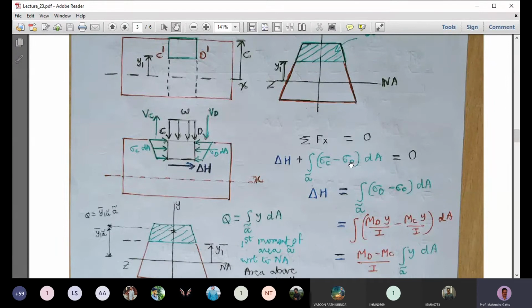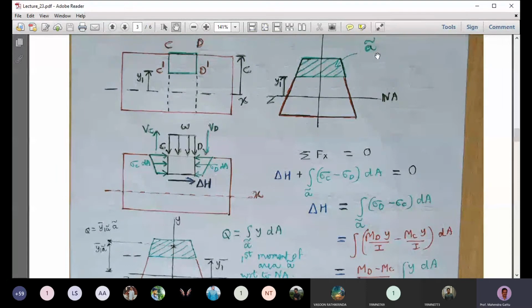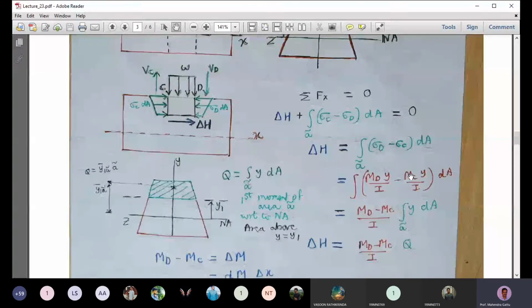So what we can do then, we can send sigma c minus sigma d to the right. So we get delta H is the integral over that shaded area A tilde of sigma d minus sigma c dA. The normal stress can be written in terms of bending moment using the flexure formula. So sigma is equal to My by I. On the right section there is Md bending moment, and on the left section there is Mc bending moment. So we can write it as Md y by I minus Mc y by I times dA. Here we can take Md minus Mc out of the integral. So Md minus Mc by I times the integral of y dA.